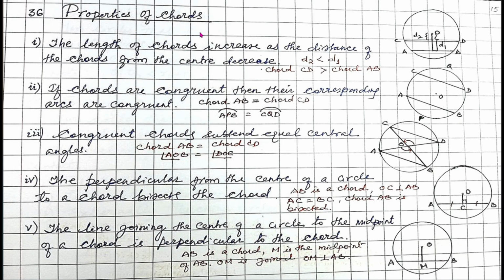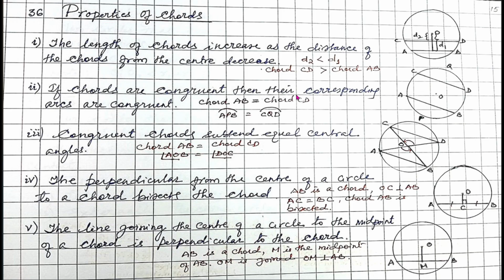Now the properties of chords. The length of chords increases as the distance of the chord from the center decreases. If you look here in this circle, AB is a chord, CD is a chord, but the length of chord CD is greater than AB, and the distance of chord CD from the center is less than the distance of chord AB from the center. So when the length of the chord increases, the distance from the center decreases.